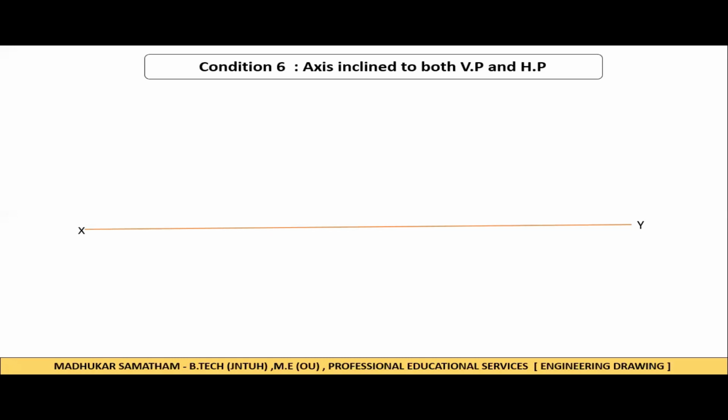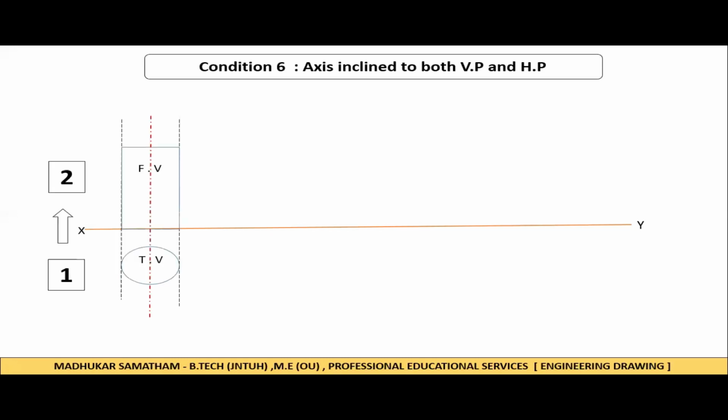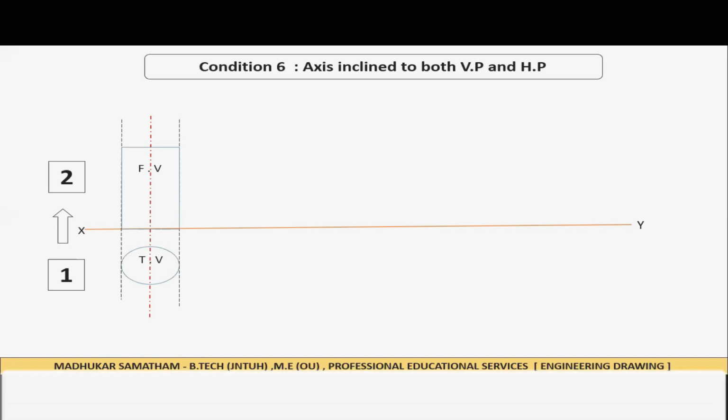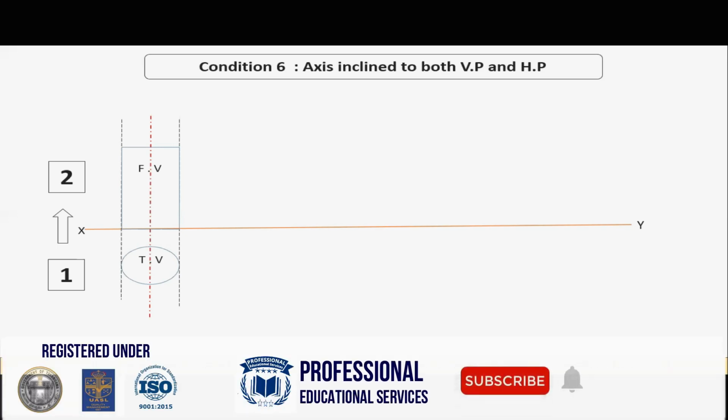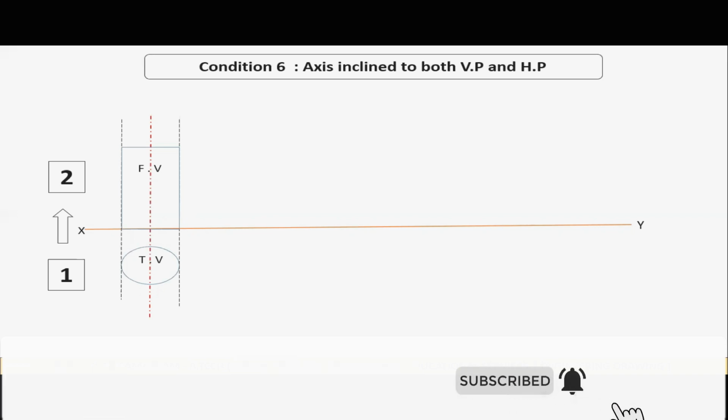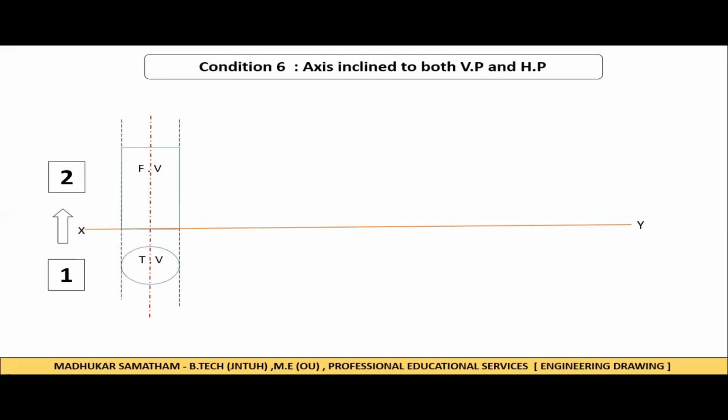So first we will take the XY line and we will draw the front view and top view of a solid whose axis is perpendicular to the HP and parallel to the VP. Now we can see that the first and second steps consist of the top view and front view of the solid whose axis is perpendicular to HP and parallel to VP. Now we will next see the inclination. So we can see now the inclination.